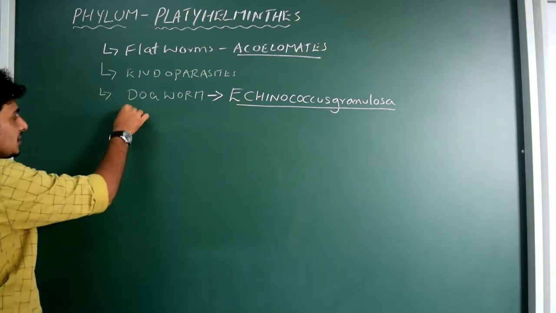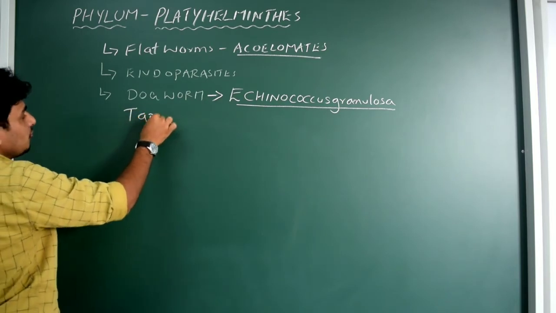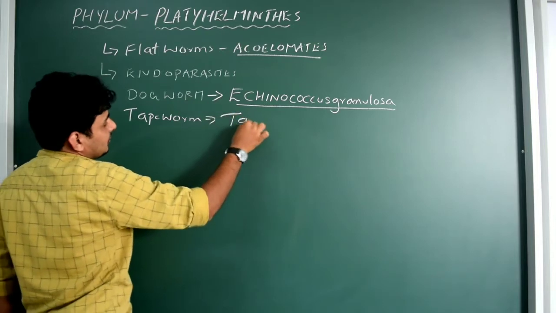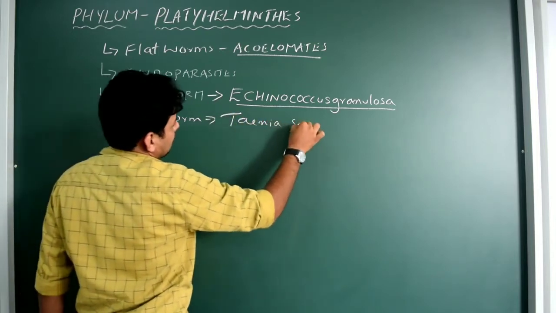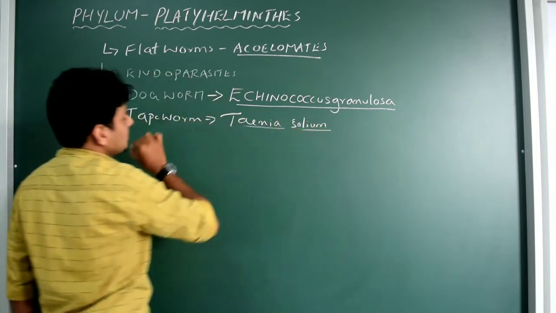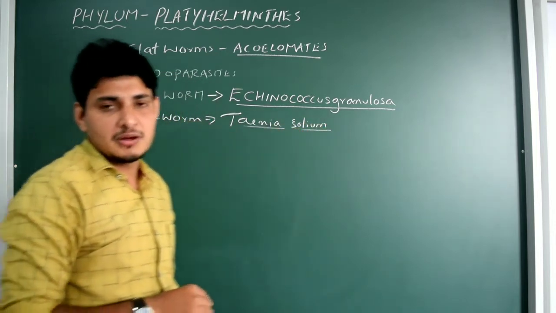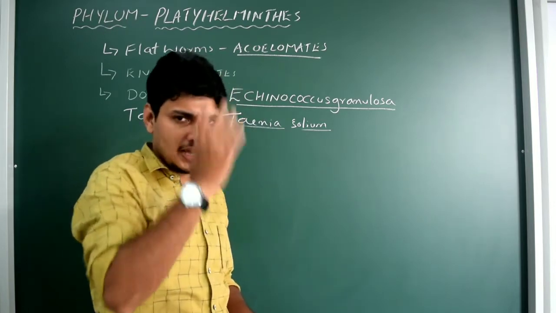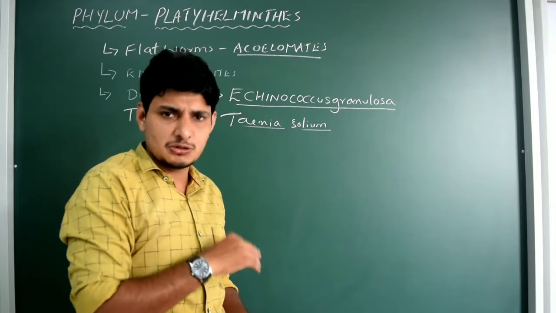What is the scientific name of the simple tapeworm? We know that is Taenia solium. Taenia solium is the scientific name of the tapeworm. And you see Planaria. Yes, they have got high capacity of regeneration, as I told earlier.